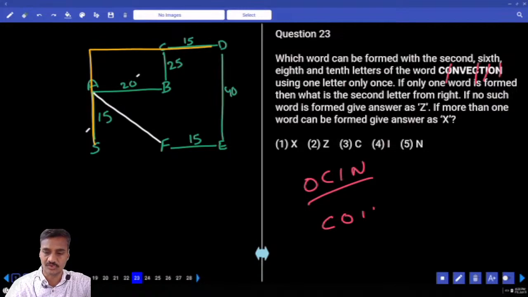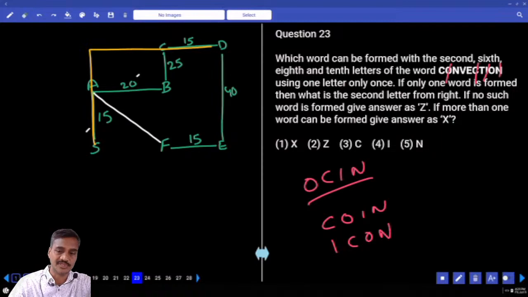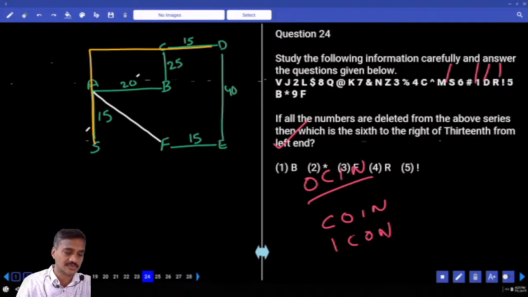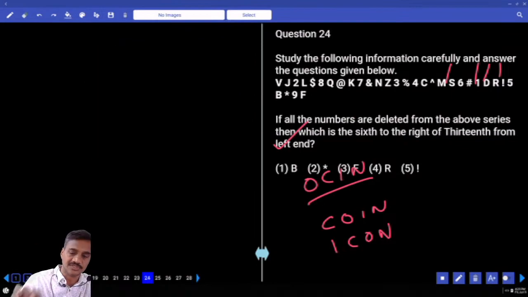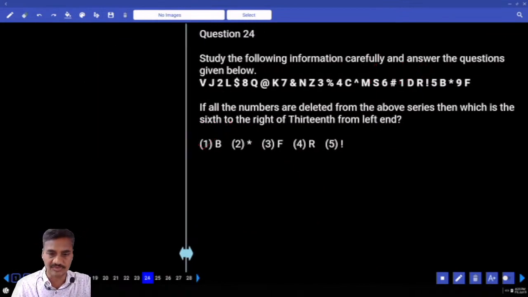That is C-O-N coin and I-C-O-N icon. Now more than one word can be formed. X as your answer, choice 1. 23rd. Then 24 to 26. It is based on sequence. All the numbers are deleted.